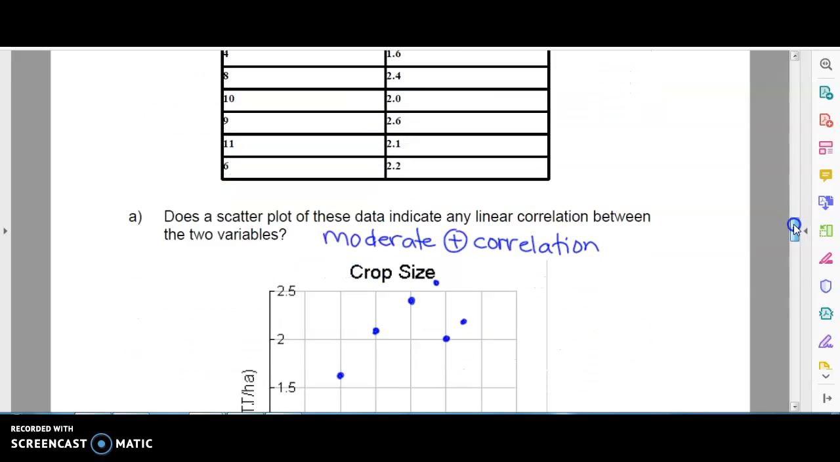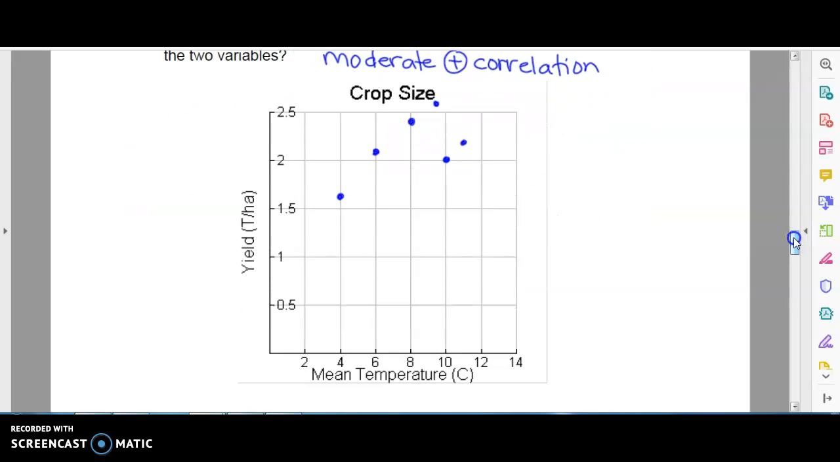So if we go ahead and plot our temperatures on the x-axis and our yields on the y-axis, we can see a general trend, right? You can see they're kind of going up and to the right, but they're not that close together, the data points. So we would say it's a moderate positive correlation, okay?